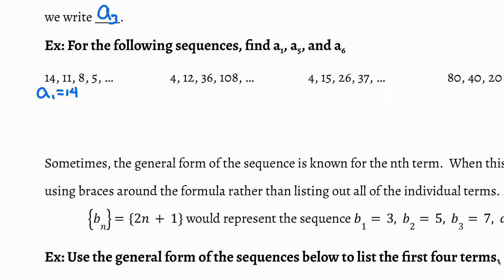Now, as far as the fifth term, I got first term, second term, third term, fourth term. They did not tell me the fifth term. I need to figure it out. All right. So if I'm going to figure it out, I'm going to try to find the pattern. And in this case, it looks like I'm subtracting 3 each time.